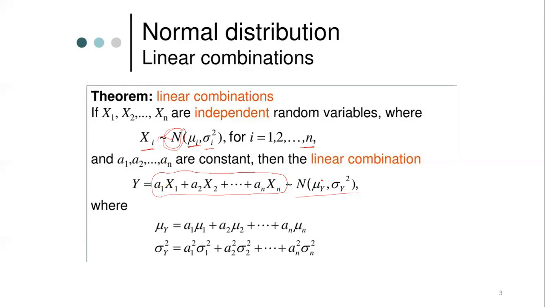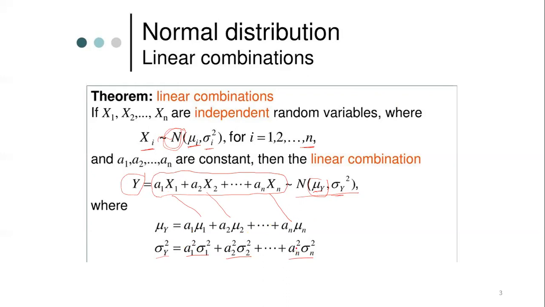So if you have different normally distributed random variables, then their linear combination is also normally distributed with some mean mu y. Let's call this summation y. So y is normally distributed with its own mean and its own variance, where the mean is equal to a1 times mu1, a2 times mu2, ..., an times mu_n. And its variance is a1 squared times sigma 1 squared, a2 squared times sigma 2 squared, ..., an squared times sigma n squared.